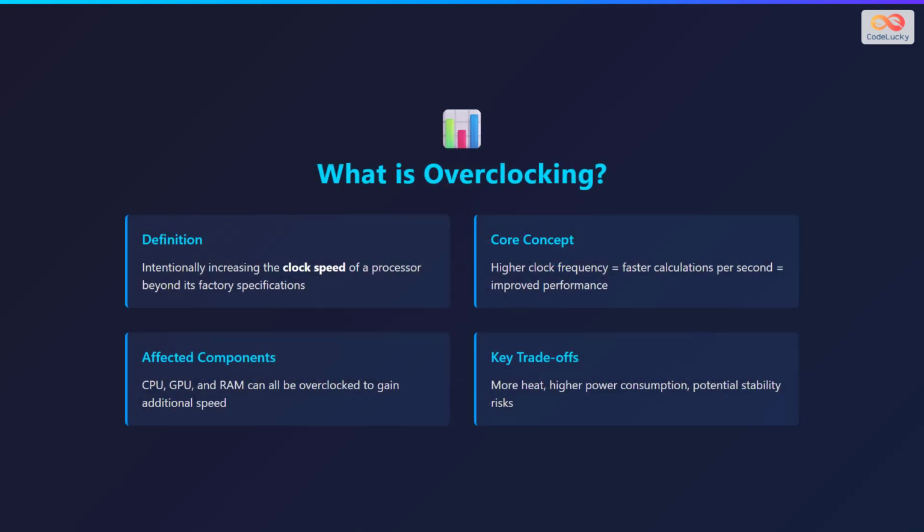Overclocking is the process of intentionally increasing the clock speed of your processor beyond its original factory specifications. Your CPU operates at a base frequency, measured in gigahertz. By raising this frequency, your processor performs more calculations per second, resulting in improved overall performance. However, this technique can be applied not just to CPUs, but also to graphics processing units, or GPUs, and even RAM. The fundamental trade-off is that higher speeds generate more heat and consume more power, requiring careful management.